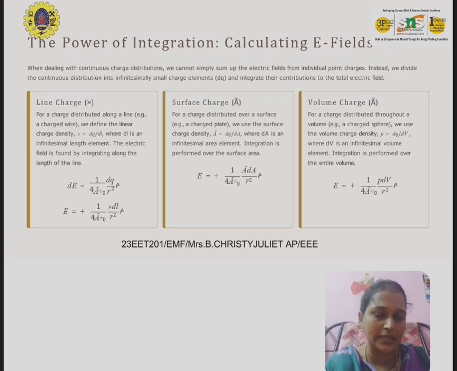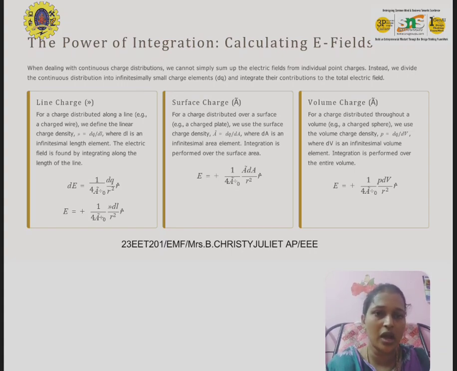So we know that the electric field for a differential length is given by dE, which is equal to 1 by 4 pi epsilon naught dQ by R square. If it is a point charge, it is simply Q by 4 pi epsilon naught R square. If it is a line charge, it can be given by rho L dL by 4 pi epsilon naught R square. If it is a surface charge, it is rho S dS by 4 pi epsilon naught R square. Here the rho S dS can be written as the vector A into dA. For volume charge, it is rho V dV by 4 pi epsilon naught R square.